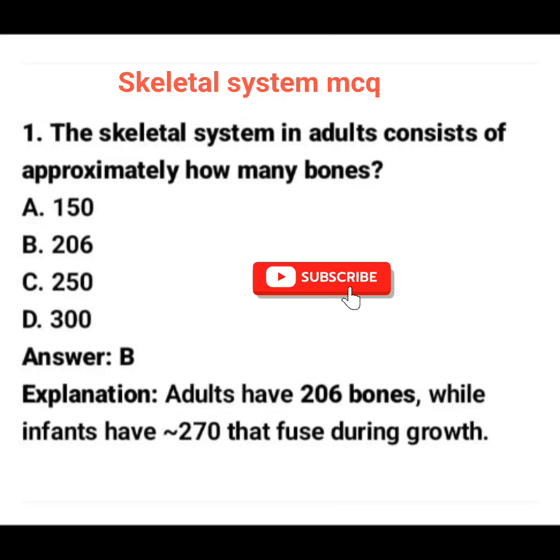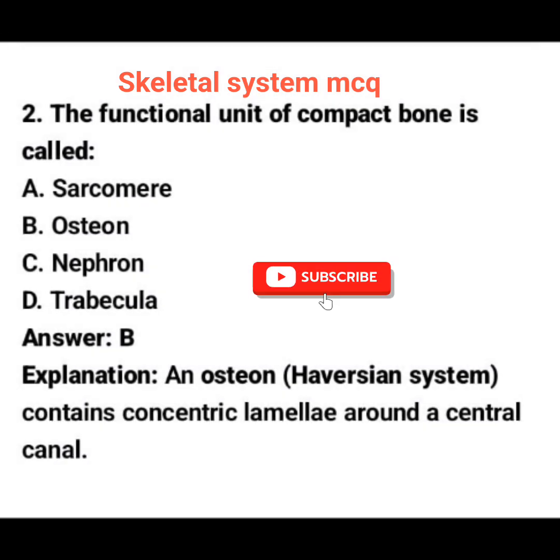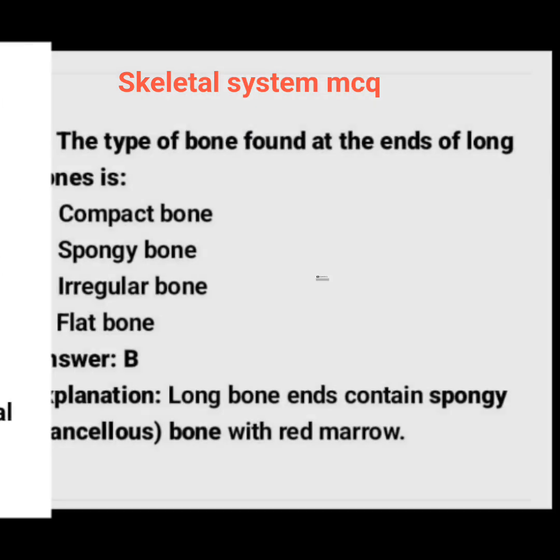Skeletal system in an adult consists of approximately how many bones? 206. Adults have 206 bones while infants have approximately 270 that fuse during growth. The functional unit of compact bone is called osteon. An osteon contains concentric lamellae around the central canal.